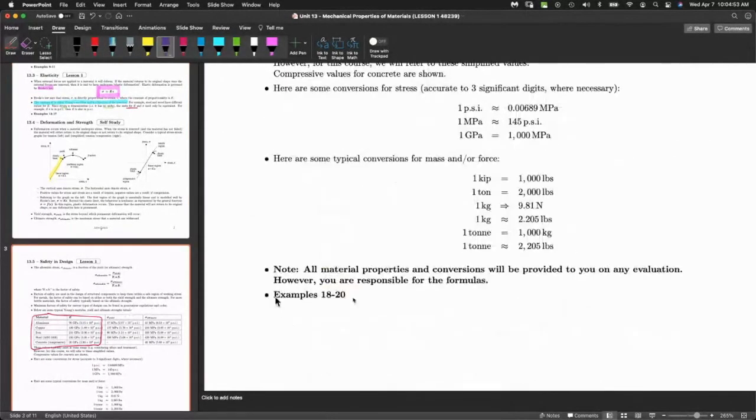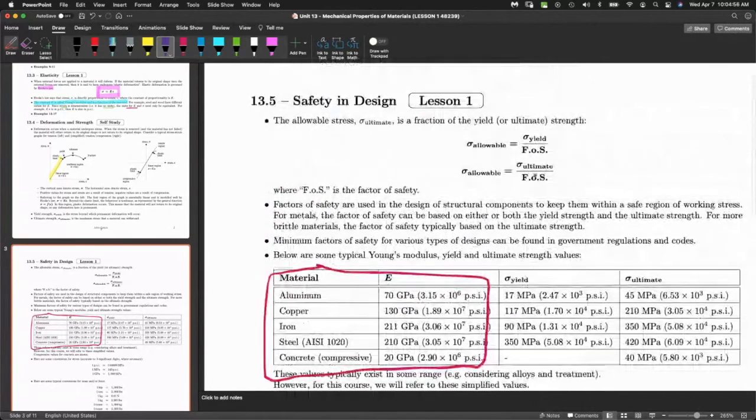Bottom line is that in design, there are these yield and ultimate stress values, which are quoted based on research on the material, and then a factor of safety is used for you to limit how much of the strength of the material you want to exploit.